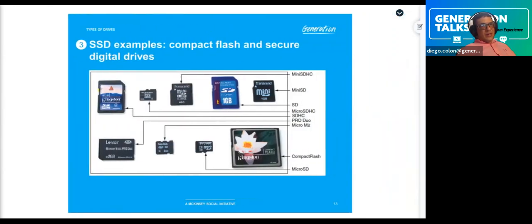Here we have the compact flash and secure digital drives. As you see here, you have the mini SDs, all these horrible ones. You could tell that the compact flash, although the name says compact, is the real old one and it's the biggest out of all. Kind of a cute name, which they really killed, didn't they?